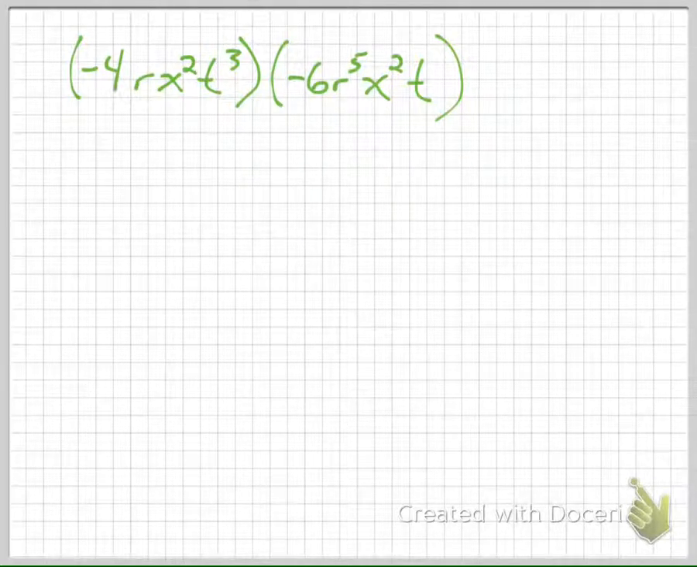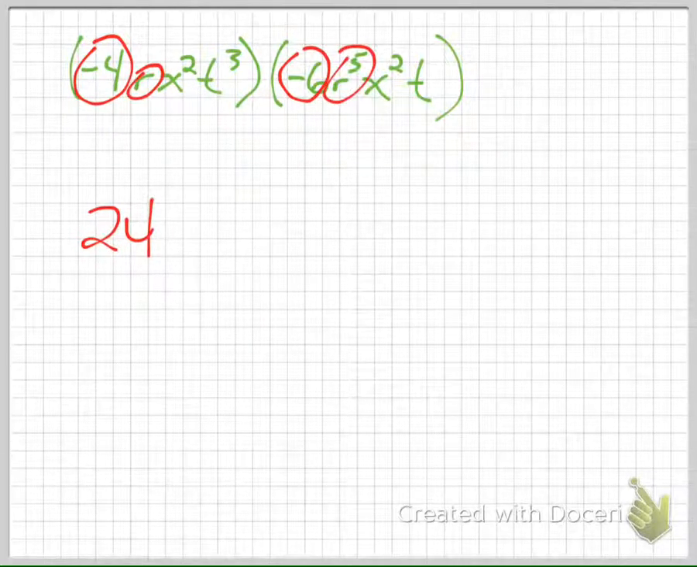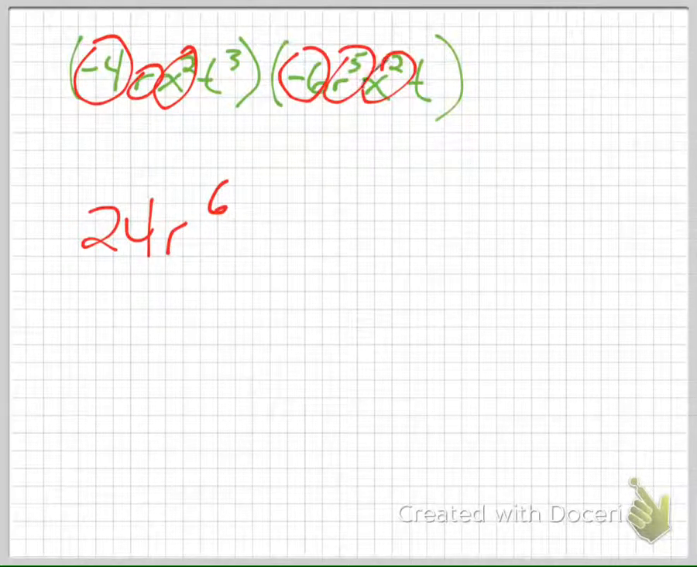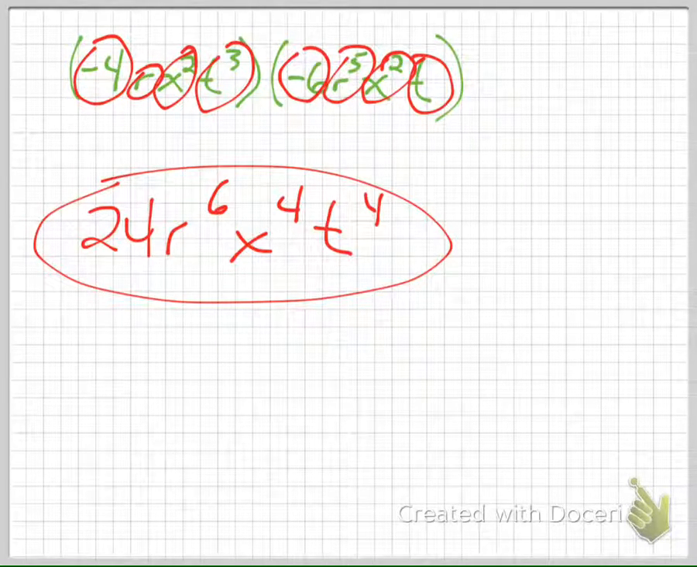Numerals. I have a -4 and a -6. When I multiply them together, I get 24. Okay. I have an r, and then I'm going to multiply it by r to the 5th, which is r to the 6th. I have x squared times x squared, which is x to the 4th. T to the 3rd times t is t to the 4th. I'm done. How many of you got that?